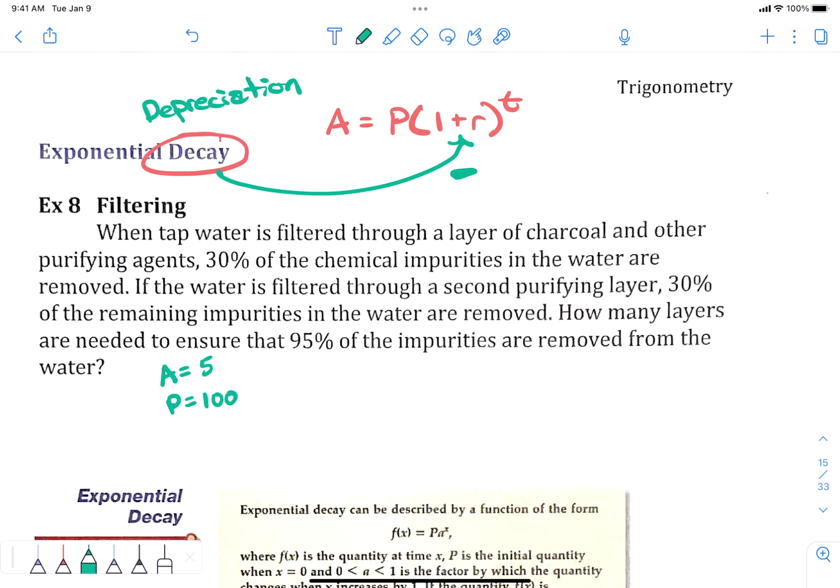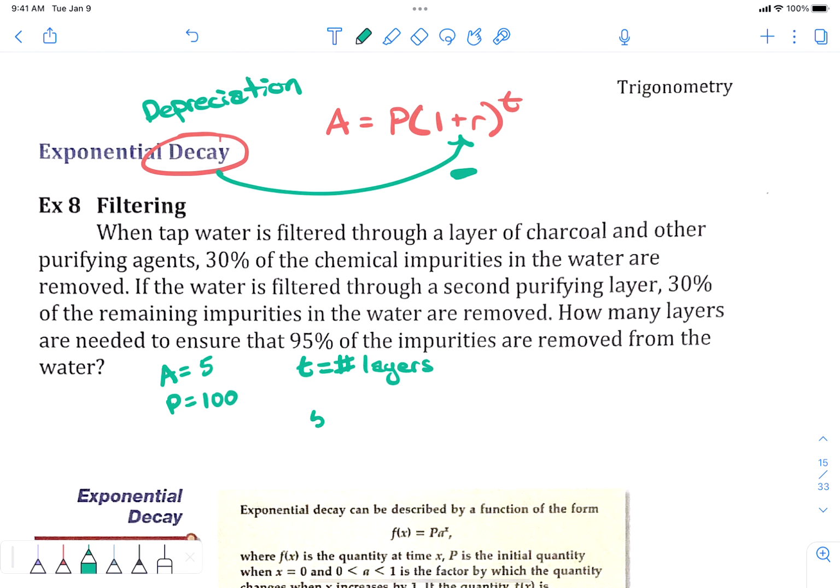So what is how many layers? What are we solving for when it says how many layers? T. We're solving for time. Time in this case equals the number of layers. It's like how many times you're doing it. So number of layers is time. That's what we're solving for, right? Okay.